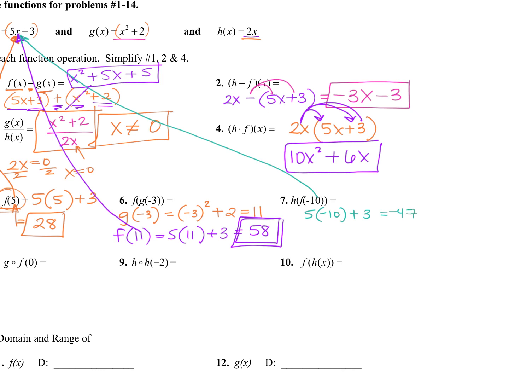Now what? H of negative 47. Yeah, plug that negative 47 into our h of x function, which is the 2x, right? So negative 47 is going to go here. 2 times negative 47 is a negative 94. So far, so good?